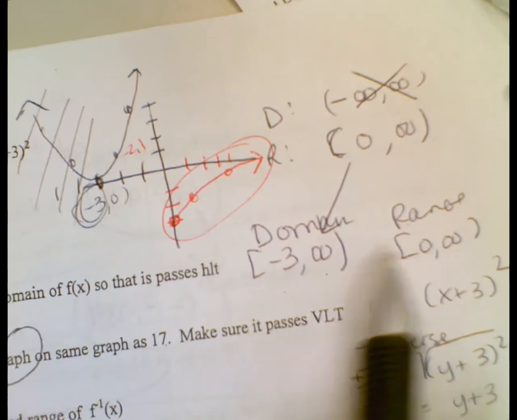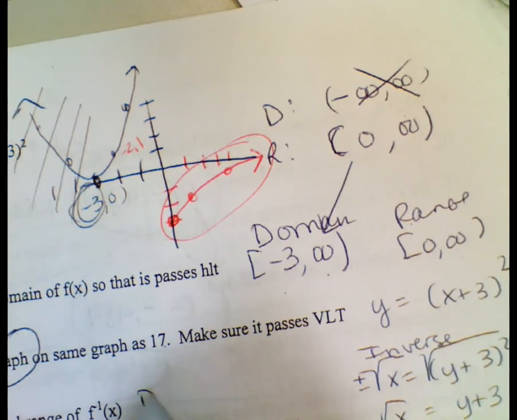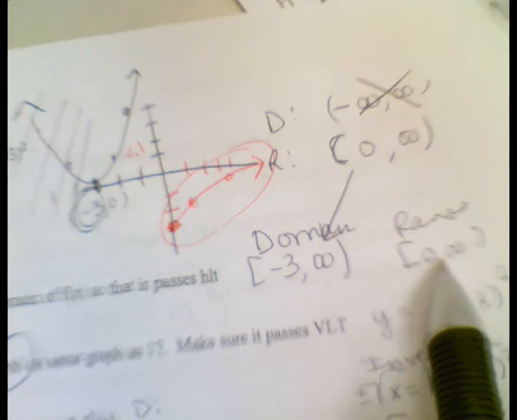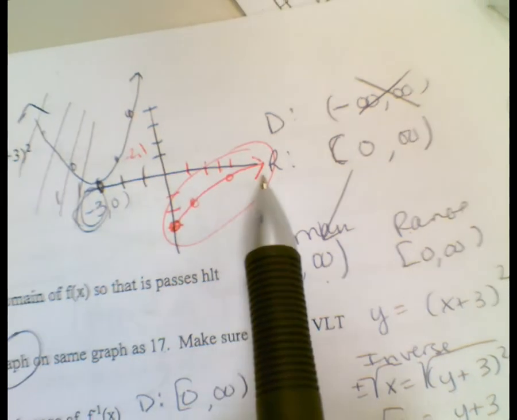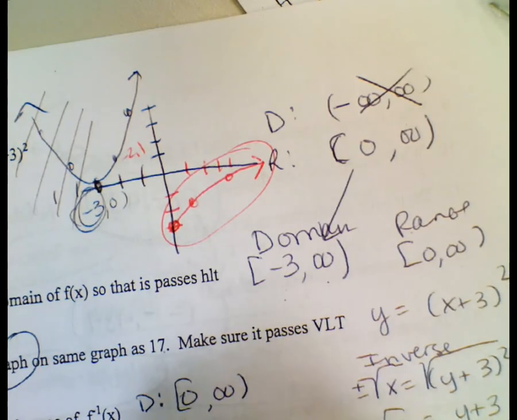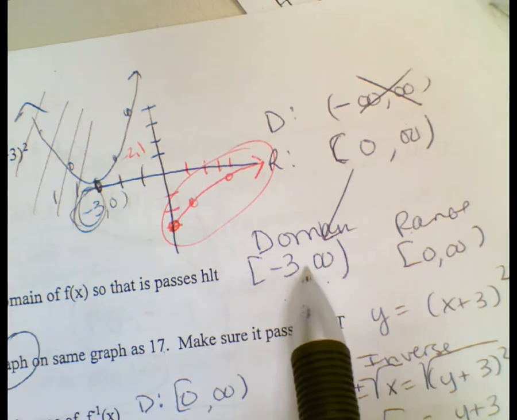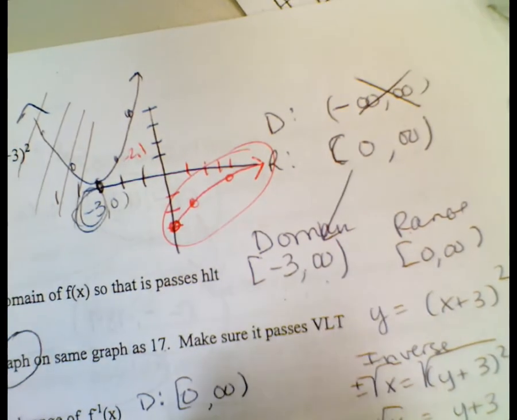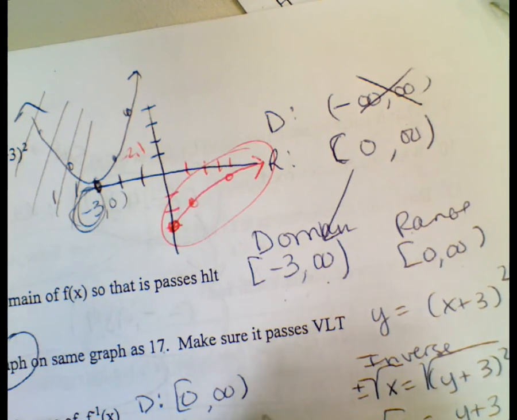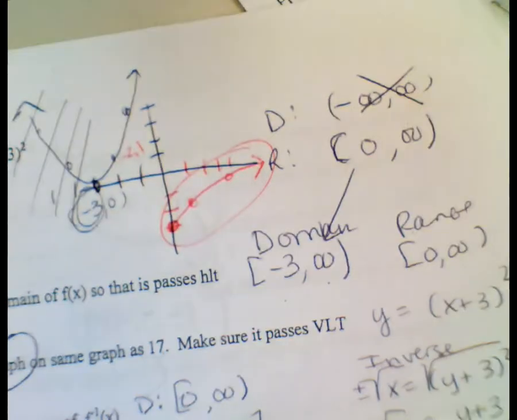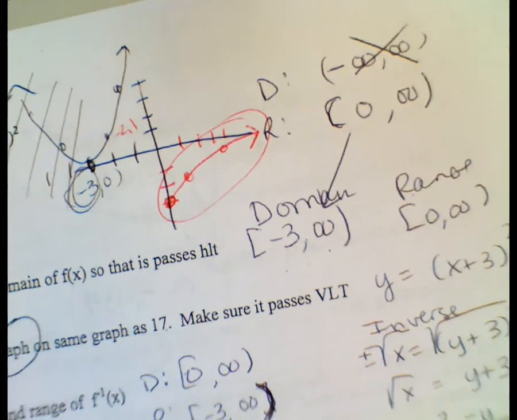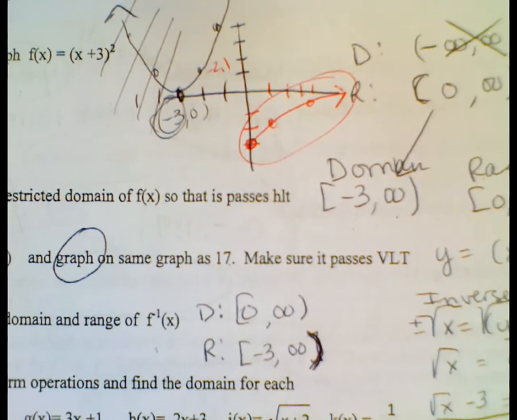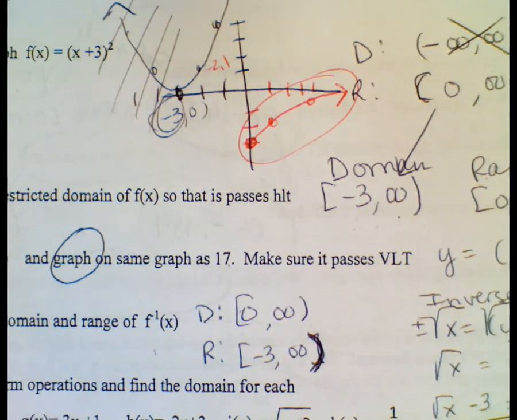So what we're going to do is switch these for our inverse. That means your domain of the inverse should be the range of the original one. So it should be 0 to infinity. Does that make sense on our red graph that the domain is 0 to infinity? And the range of the inverse should be the domain of the original function, which is bracket -3 to infinity. So it goes from -3 and up. And this should be a parenthesis, my fault. All infinities are parentheses, but the 0 and -3 should be brackets.